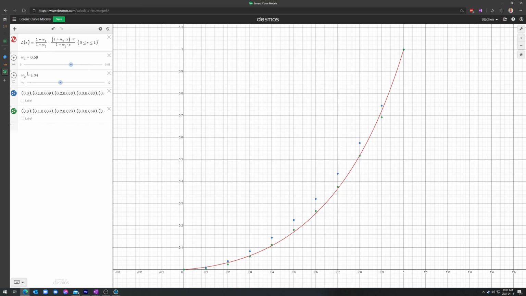This particular model has 2 parameters. It may be useful to have a Lorenz curve that has 4 parameters, perhaps. You can go ahead and take a look at some research on different models for distribution wealth.